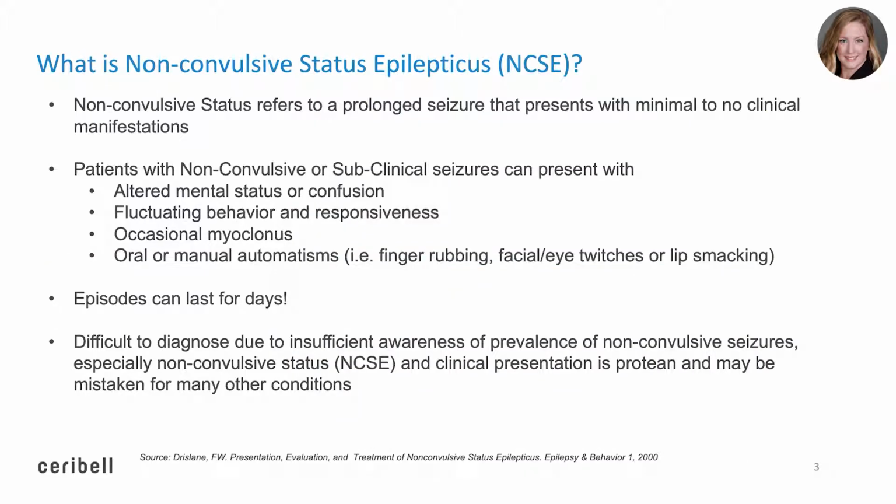So what is non-convulsive status epilepticus? Tenured nurses may have heard the term subclinical seizures, but they are both referring to the same disease state. Basically, it is as the name implies. Seizure discharges within the brain with minimal to no clinical manifestations. These patients present with altered mental status with fluctuating behavior. They may present with a GCS of 11 to 13. They may have eyelid twitching or lip smacking. They are difficult to diagnose due to the lack of awareness of the disease state and because you have to capture it on EEG.